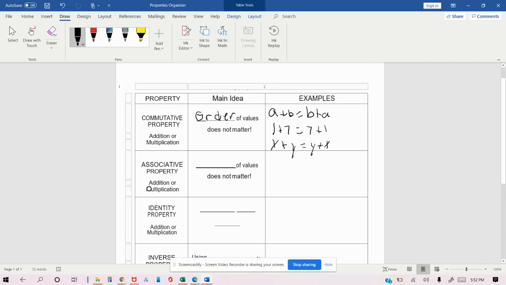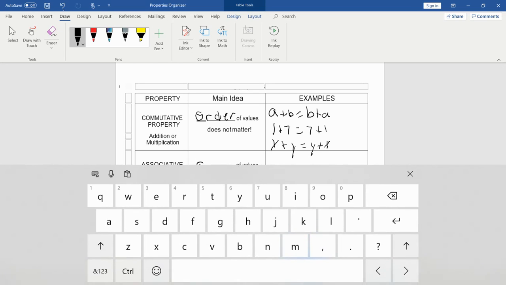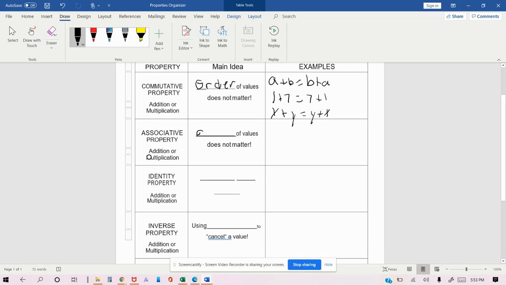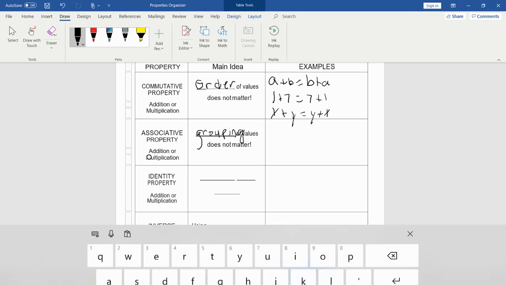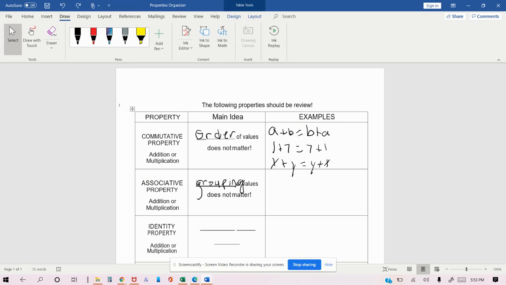Okay, so next thing we're going to talk about is associative properties. Again, addition and multiplication. So grouping of values does not matter. Okay, grouping of values does not matter. So if we have A plus B in parentheses plus C, it equals A plus B plus C, parentheses.